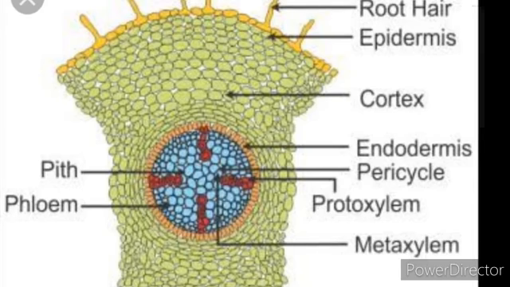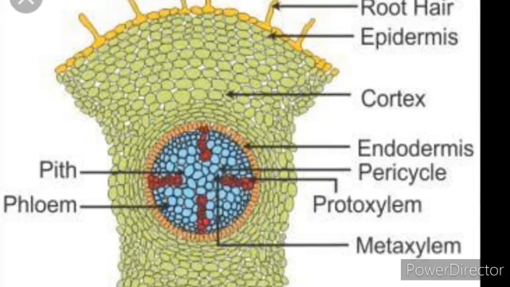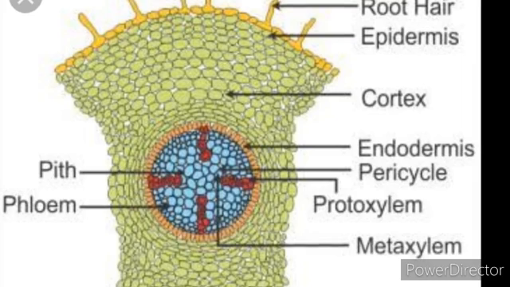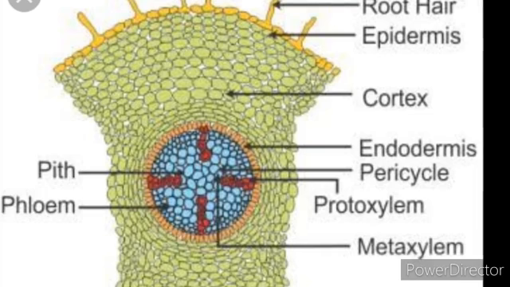Now this is very important. The epidermis, as usual, is the outermost layer. Many of the epidermal cells protrude in the form of unicellular root hairs. So all the root hairs which are present are in the single cell form. Of course, in the stem there is a thin layer of cuticle and everything. So when you read, you will just compare. But I will be telling you only about the dicot root, which is very important.